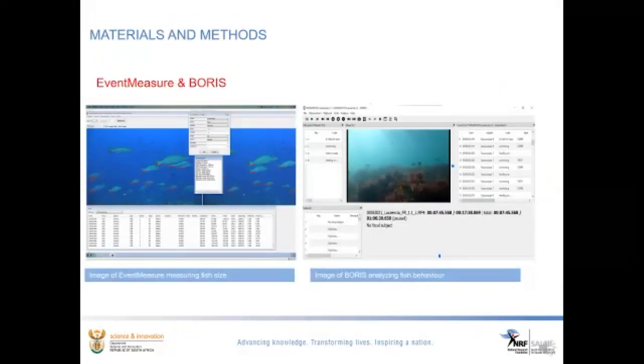Footage from the stereo rafts was analyzed using EventMeasure, where relative abundance of a species was measured using MaxN. At MaxN, individuals were identified to the lowest taxonomic level possible. Behavioral Observation Research Interactive Software, also known as BORIS, was also used to analyze the behavior of individual species at MaxN.